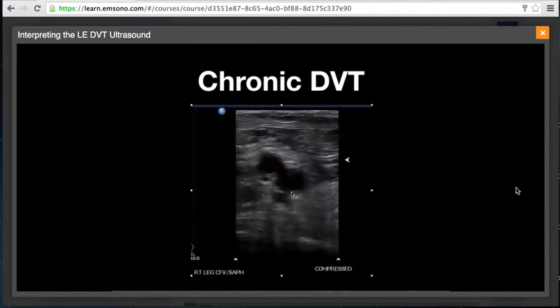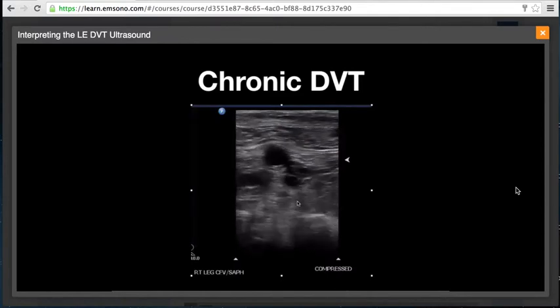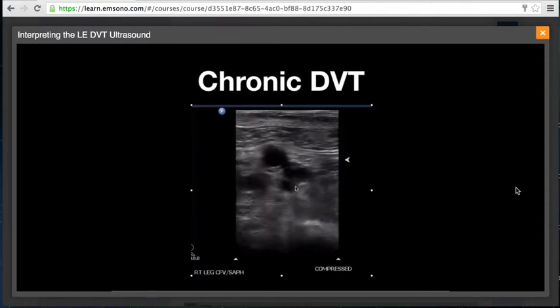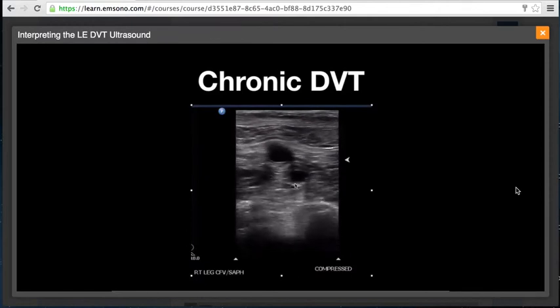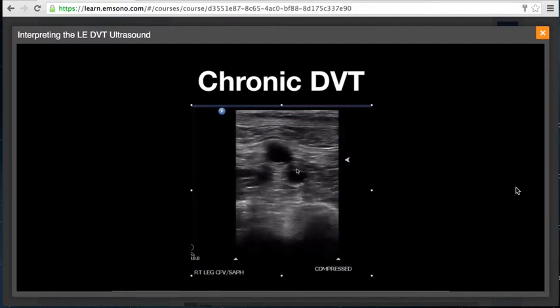Here's a transverse view of a patient with a known chronic DVT who was asymptomatic. Note that the vessel, the vein here, is not dilated. Note that there's central recanalization, and the walls are thickened, but the vessel is compressible. This is a patient with a chronic DVT.